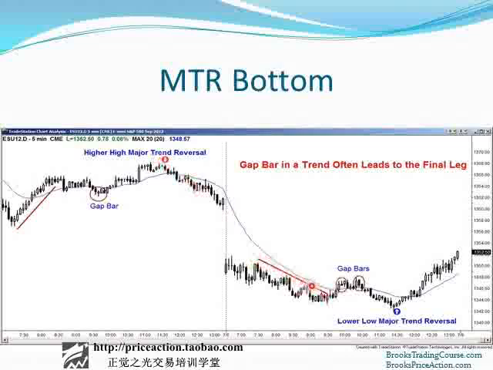This segment of the bear trend had a rally that broke above the trend line. I did not draw a trend channel line below, but this is a bear channel. So we get a breakout of the channel, and we now have a gap bar, a bar with a low above the moving average. So there's a gap between the low of the bar and the moving average. That means there's pretty good buying pressure, and it could lead to the final leg of the bear before there's a reversal. And then at the bottom, there's a decent bull reversal bar forming a lower low major trend reversal.